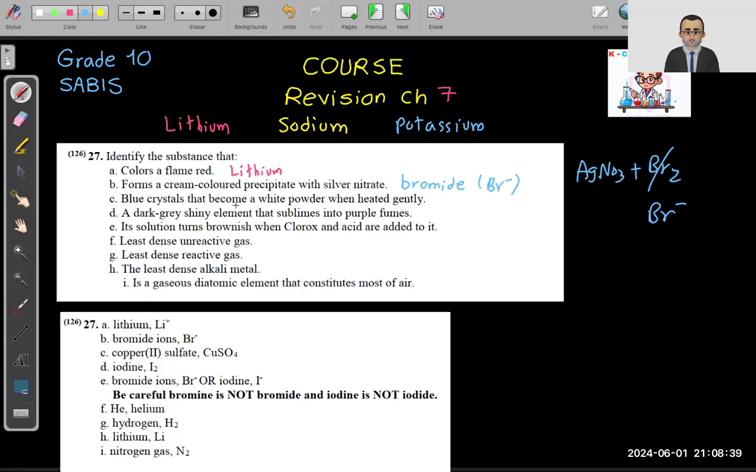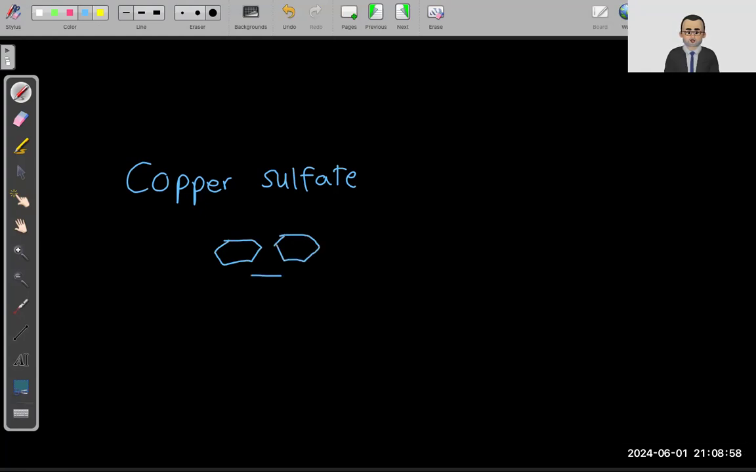The blue crystals that become a white powder when heated gently. What is that, mister? I never heard about that. This is something called copper sulfate crystals. How does it look? It has a blue color. Crystals. It has water inside it. It's called hydrated copper sulfate.